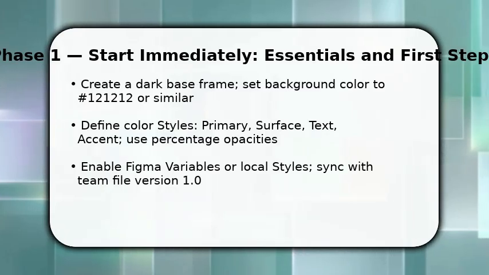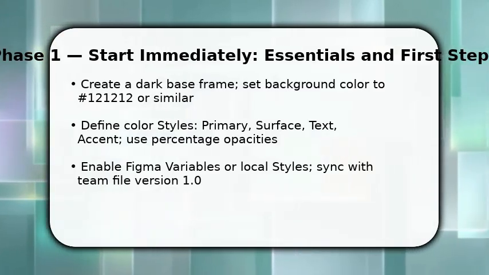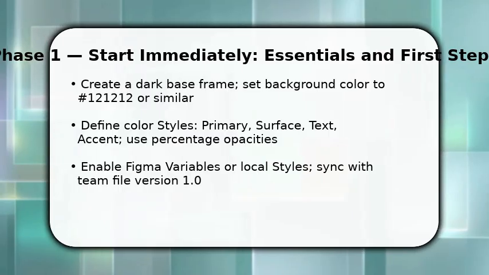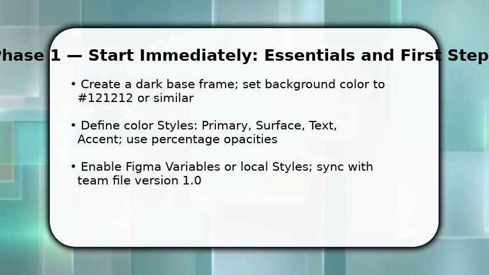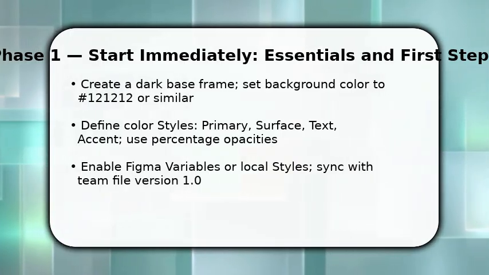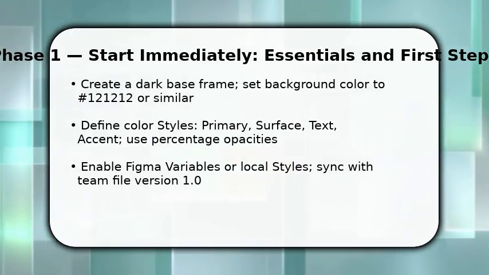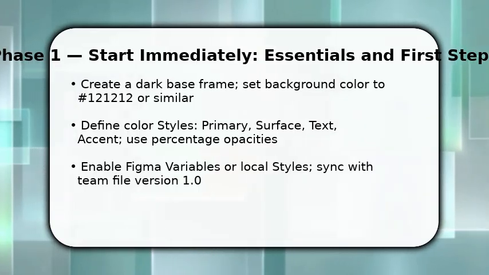Enjoy the video. You begin by creating the dark canvas. Make a frame and set its background to a deep neutral like #121212 so your values read clearly. Next, define color styles for primary, surface, text, and accent. This makes global swaps simple.